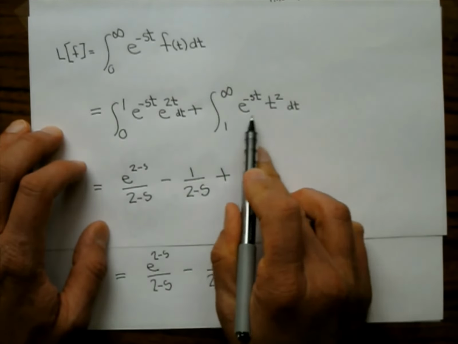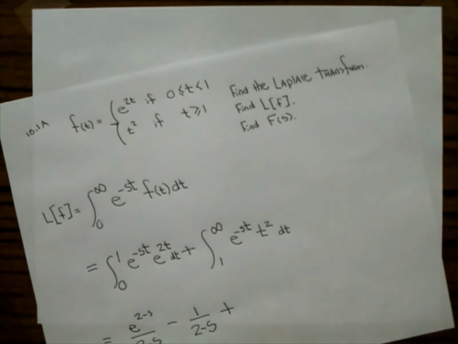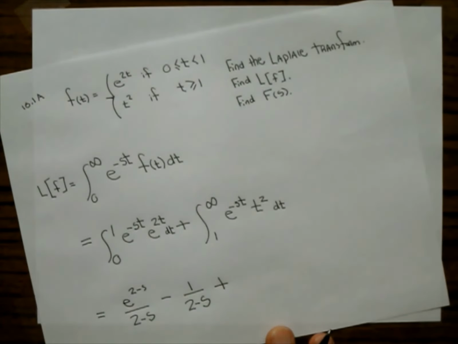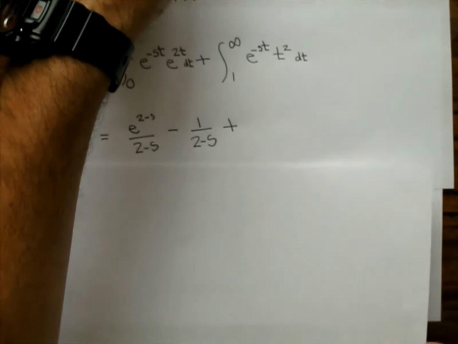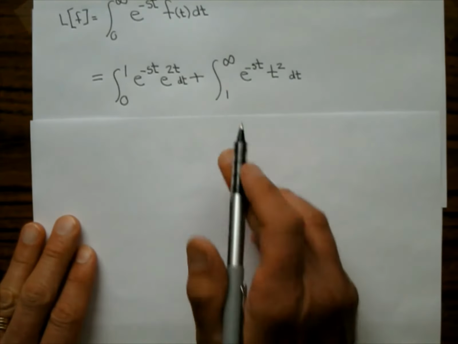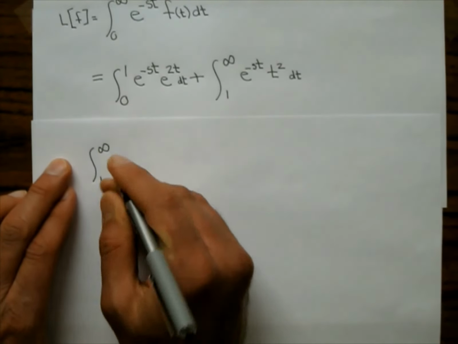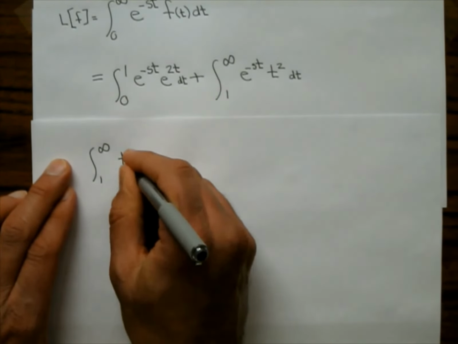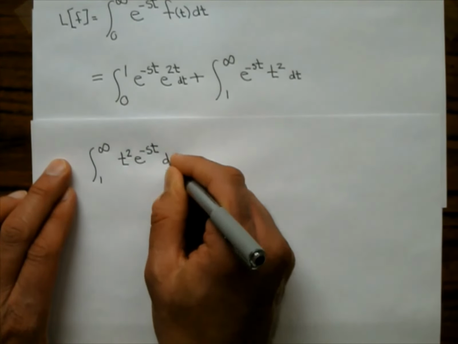Okay, so what does this one give? Let's go ahead and do another piece of paper. So this guy right here. Now we're doing this one here, and let me put them up right here. 1 to infinity. I'll rearrange this. This is t squared e to the negative st dt.